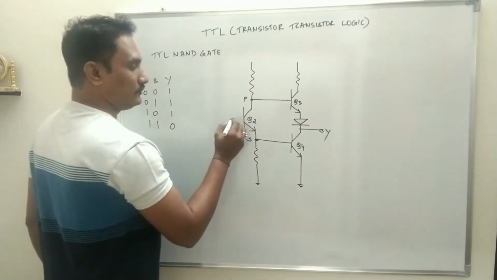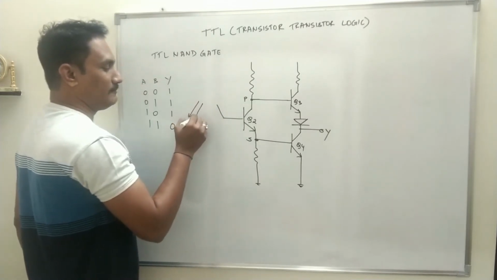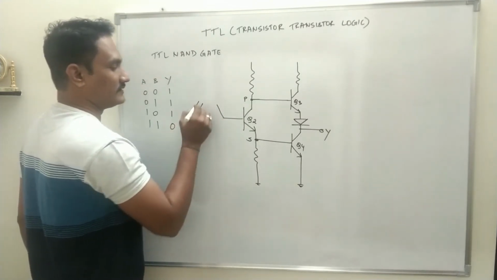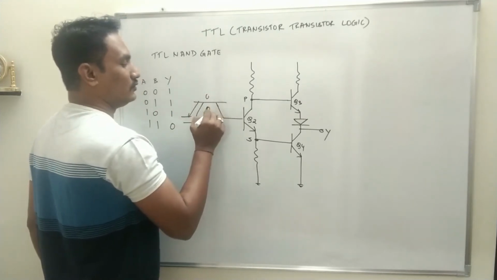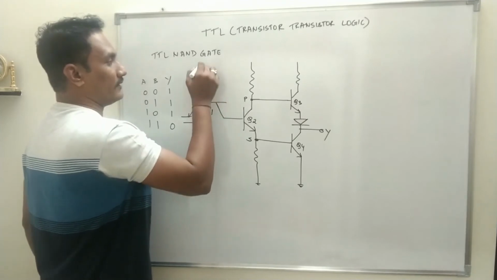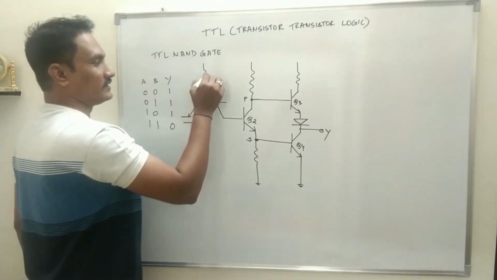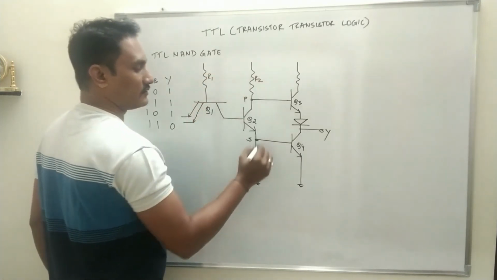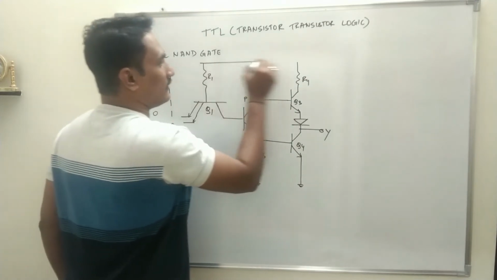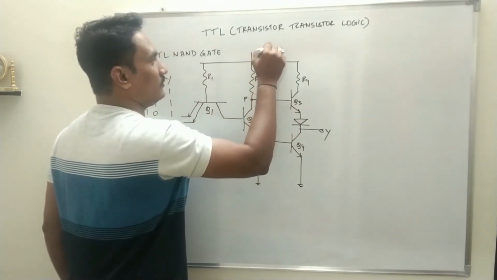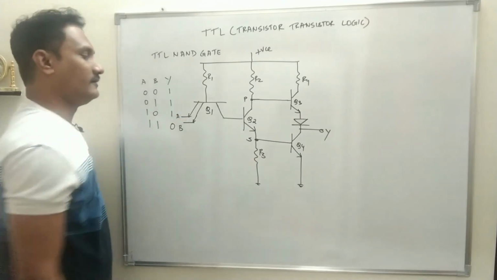Now Q2 will be driven by a multiple emitter transistor. I will name it Q1, and this is again connected to the positive potential. This is R1, this is R2, this is R3, this is R4, and all of this will be connected together to the positive terminal. This is ground, and these are inputs A and B.